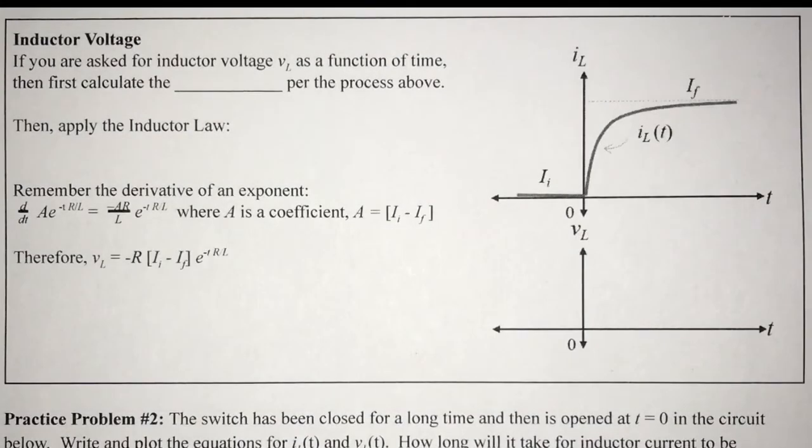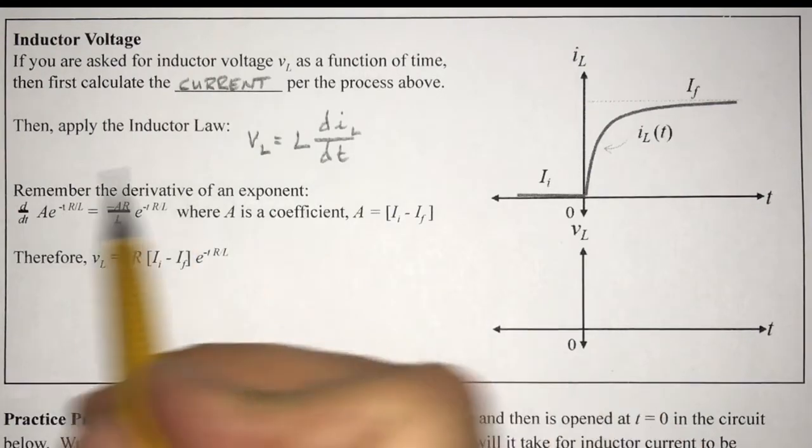If you're asked for inductor voltage VL as a function of time, then first calculate the current using the process above. Then apply the inductor law, which says the voltage of the inductor is equal to L times di/dt. To find the derivative of an exponent, use the process shown here.